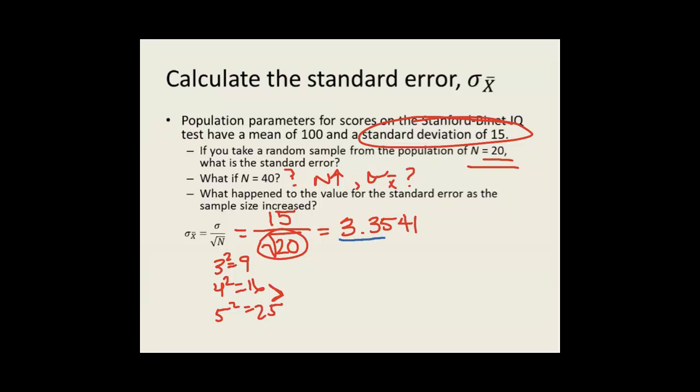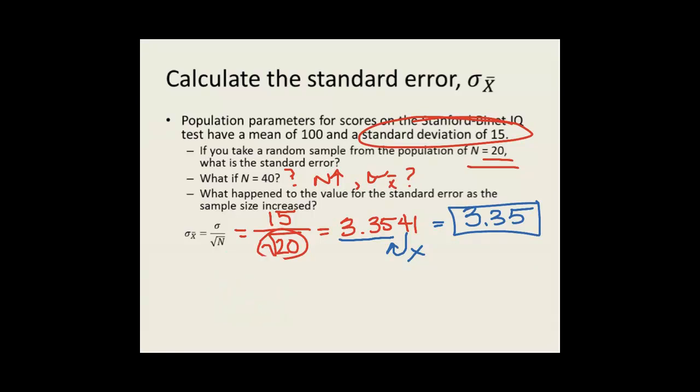3.3541 as my answer. And I'm going to go ahead and keep 2 decimal places. So I underline what I keep. Look next door. I do not round. So that means that my answer for sigma sub x bar, if n equals 20, is 3.35.